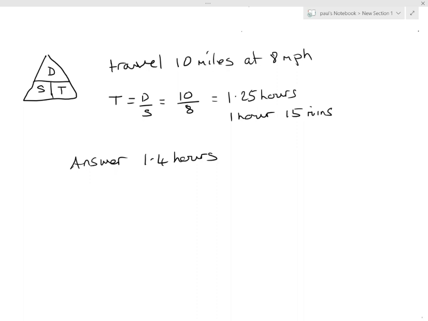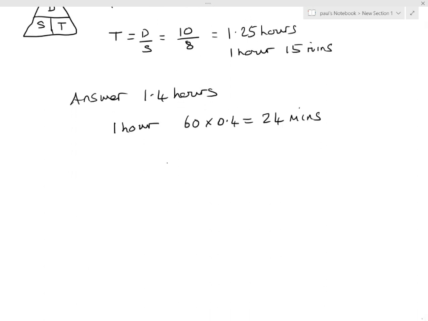Good. Now if you get an answer of something weird like 1.4 hours, that isn't 4 minutes, that isn't 40 minutes, it's 0.4 of an hour. So you know it's going to be 1 hour, and the other bit is going to be 60 times 0.4, which equals 24. So that's going to be 1 hour 24 minutes. So you have to convert the decimal into minutes. Now the second part of this is density.